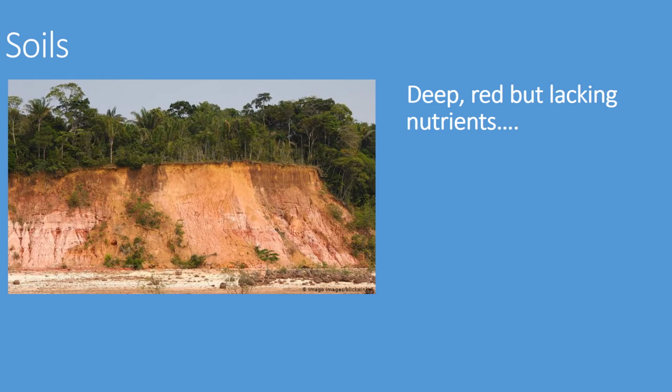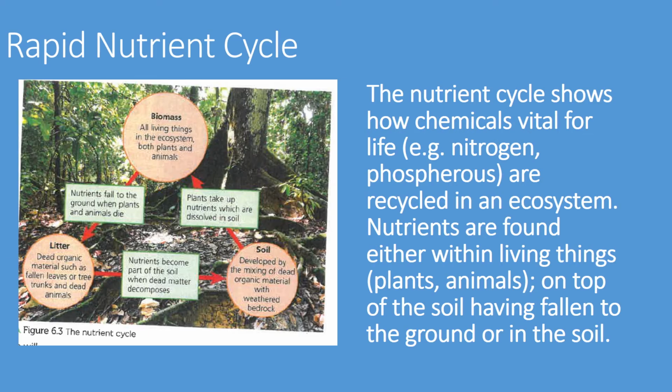A rather unusual aspect of rainforest is the fact that the soils are very deep. They tend to be red because they've got a lot of iron in them, but they actually lack nutrients. And this is a bit strange because there's so much vegetation there. You think, well, how can that be? But there is an explanation which I'm about to go through. It's all down to something called the nutrient cycle.